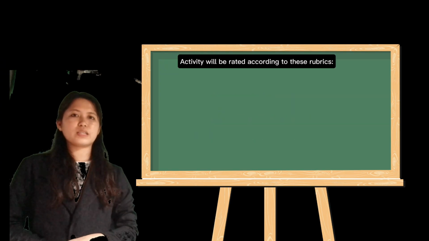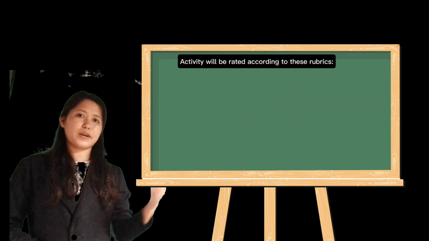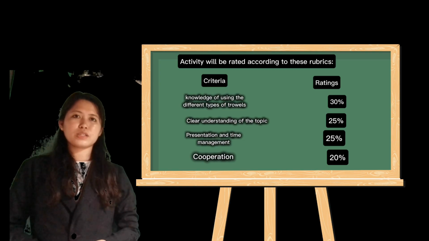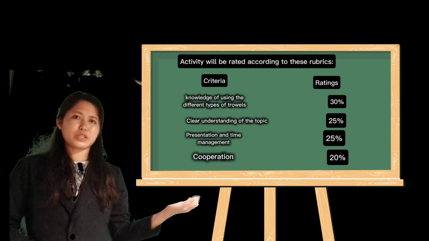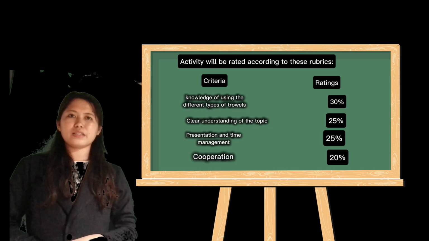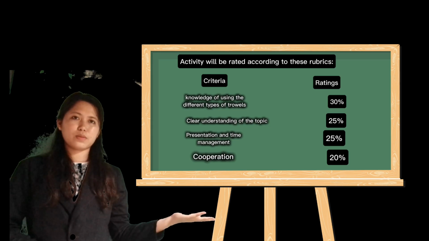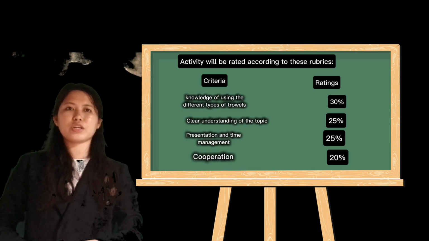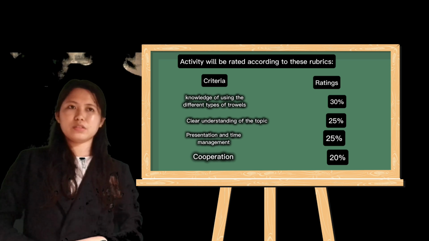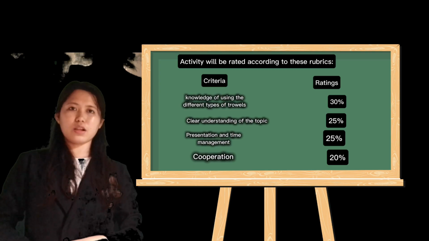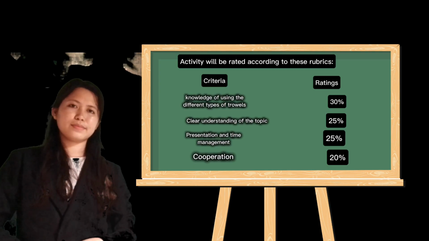Your activity will be rated according to this criteria. First, knowledge of using the different types of trowels, 30%. Clear understanding of the topic, 25%. Presentation and time management, 25%. Cooperation, 20%, and the total of 100%.